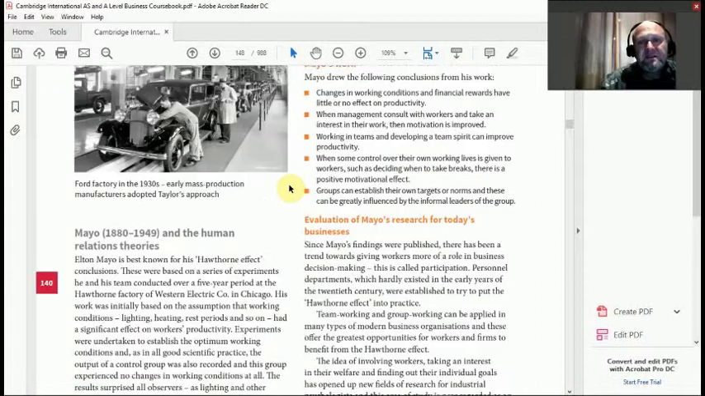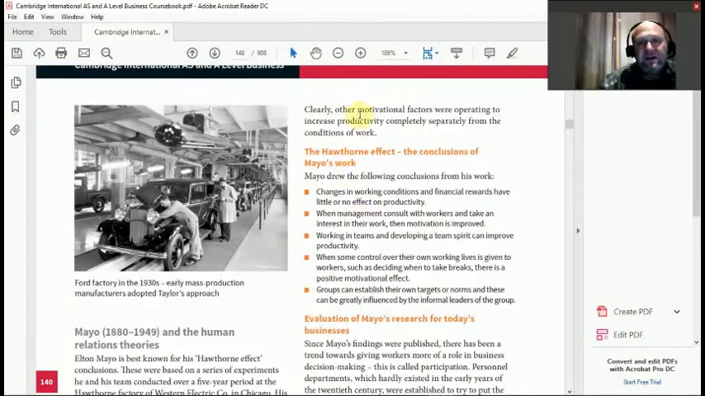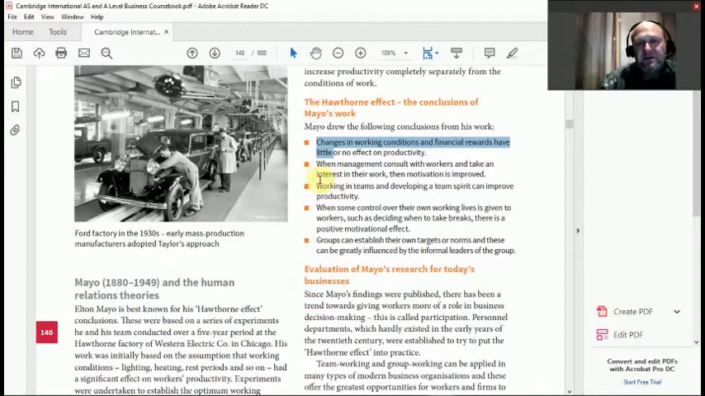So that said that the workers were motivated because they were able to work more effectively and more productively. So the conclusion of their study was what Mayo called the humanistic approach. In this book it's called the human relations theory. So the Hawthorne effect conclusions were: changes in working conditions and financial rewards have little or no effect on productivity. So lighting, air conditioning, etc.